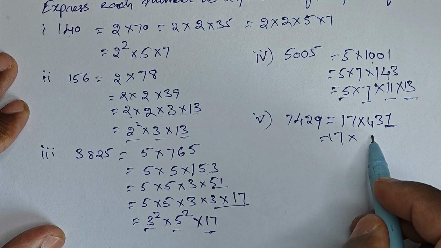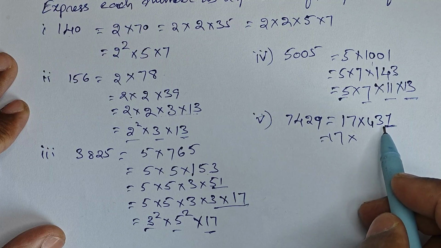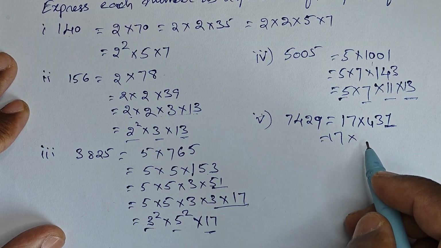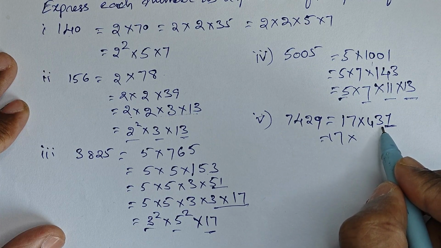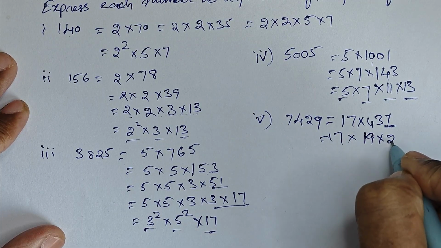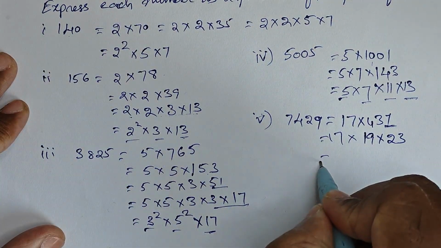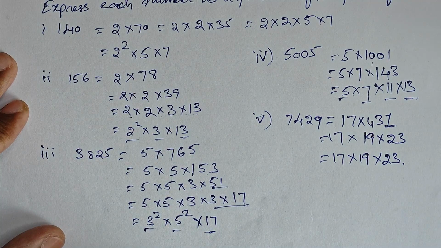The next number is 19. We can try with 9 also. 9 fours are 36, and then 77, 9 eights are 72, remainder is there. So let me try with 19. I try 19 twos are 38, and 57. So 19 threes. So yes, I can write it as 19 into 23. See here, 23 has no other factors. So the prime factors are 17 into 19 into 23 for this particular example.